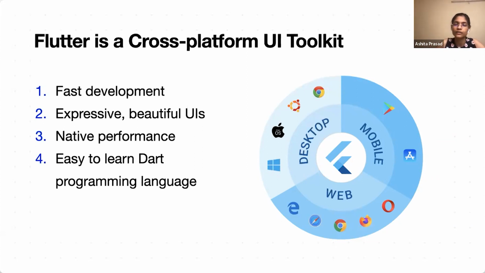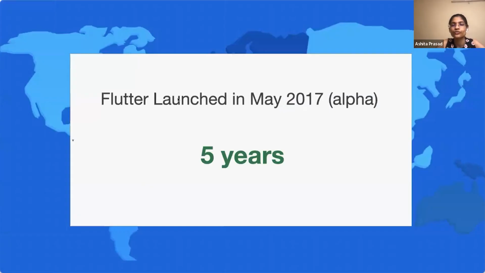Again, unlike all the other cross-platform frameworks that are available in the market, code in Flutter gets converted into native code. Now, what happens because of that is that you get a native performance and your apps work really fast. And again, it is based on a very easy to learn programming language called Dart, which was again developed by Google. So Flutter was launched around 5 years back in May 2017.